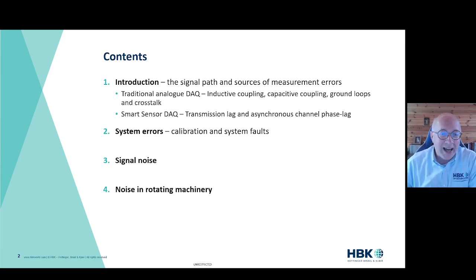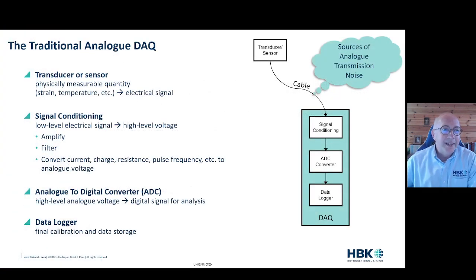What does the traditional analog route look like? If we think about it, we've got a sensor attached with usually a fairly long cable to our DAC. Our traditional DAC starts off by taking those low amplitude electrical signals and turning them into essentially a high voltage signal that we can analyze. So our transducer takes a physical measurement quantity, so it could be strain or temperature. It converts that into an electrical signal. It then sends that analog signal over a cable to our signal conditioner. That amplifies it, filters it, and probably converts current or charge or resistance into an analog voltage that we can measure. So a big fat signal here.